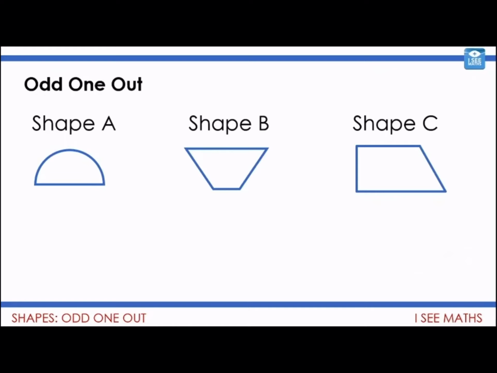Well, it's got to be shape A that's the odd one out. Look, it's got a curved side. The others have got straight sides. It must be the odd one out.